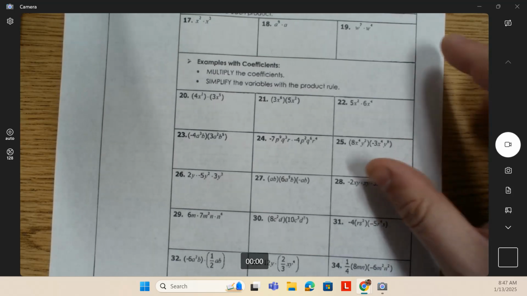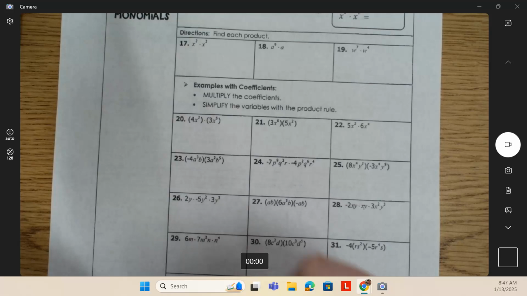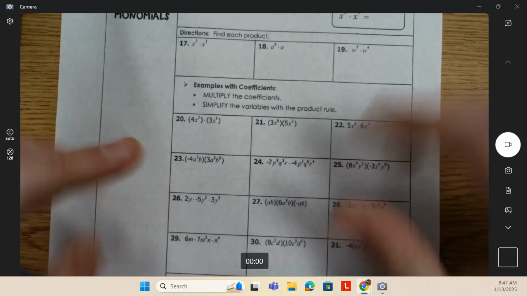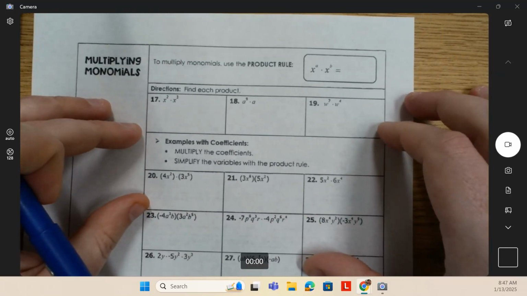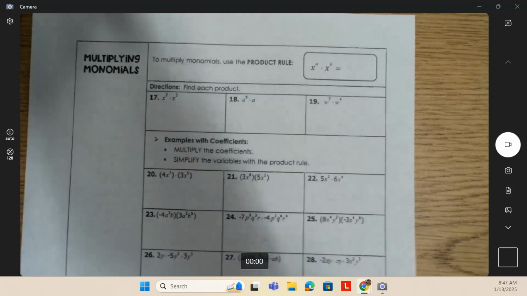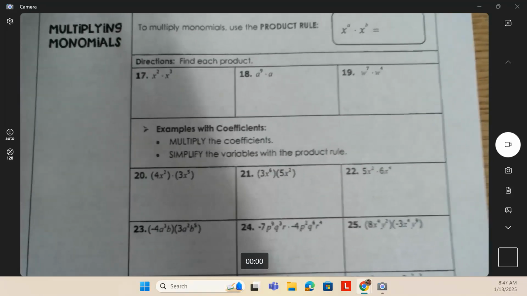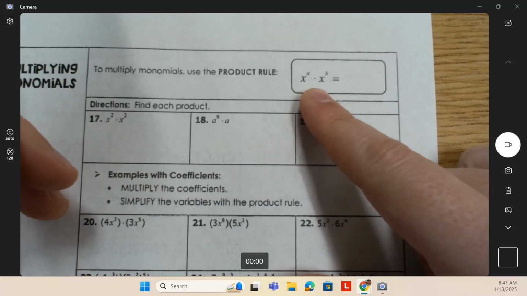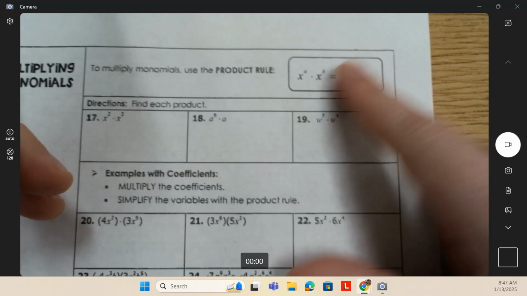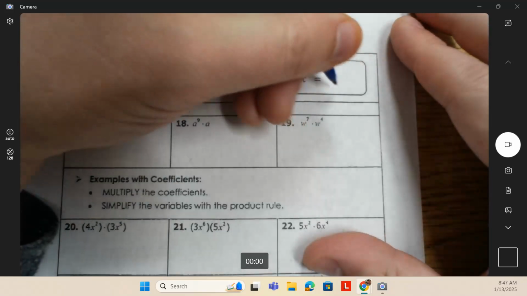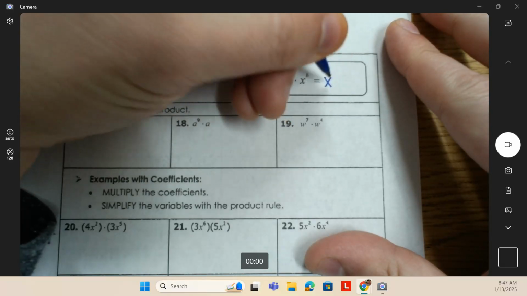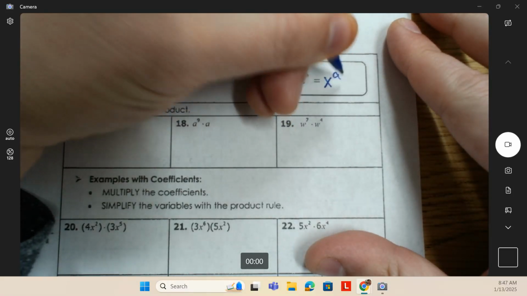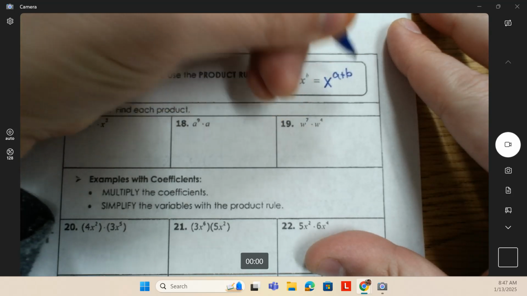Okay, the other day we looked at adding and subtracting monomials. Today we're going to look at multiplying monomials. So when you're multiplying monomials, we're using the product rule. What the product rule says is that if you have a variable to a certain power times that same variable to a power, then it's going to be equal to that variable to the power of a plus b.